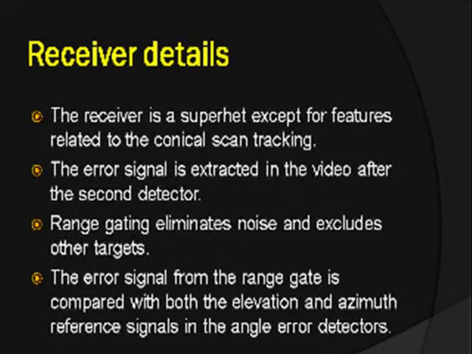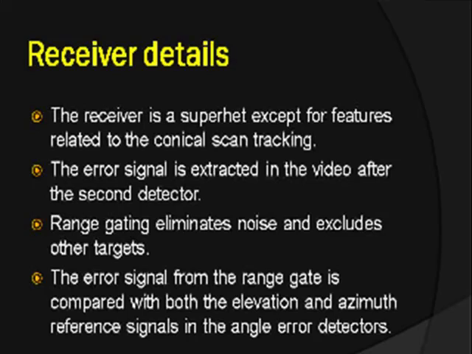Now, let us concentrate on the receiver. The receiver is a superhet receiver except for features related to the conical scan tracking. The error signal is extracted in the video after the second detector. Range gating eliminates noise and excludes other targets. The error signal from the range gate is compared with both the elevation and azimuth reference signals in the angle error detectors.